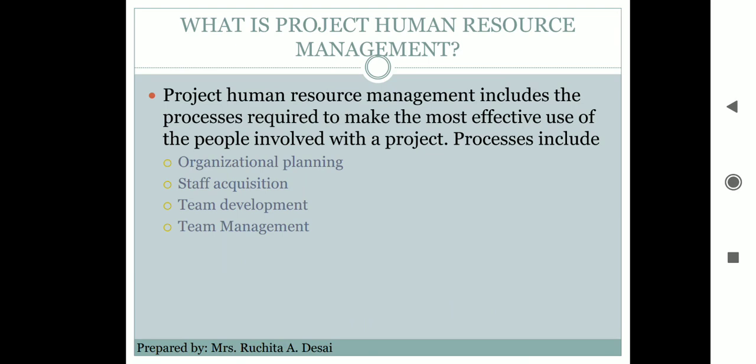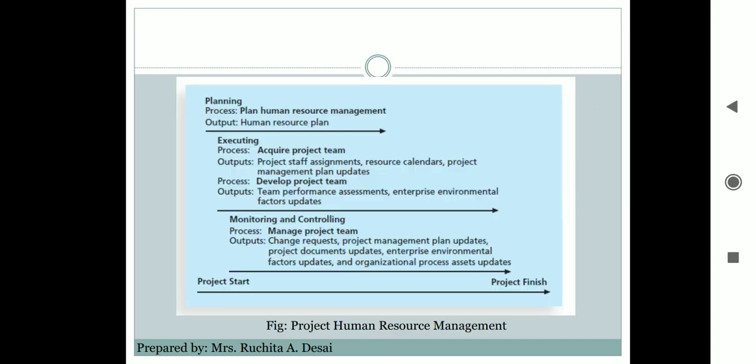What is the project human resource management? It includes the processes required to make the most effective use of the people involved with the project. So in project human resource management, we have to identify the resources. The resources means the people we need to make our project succeed. These processes include organizational planning, staff acquisition, team development and team management.